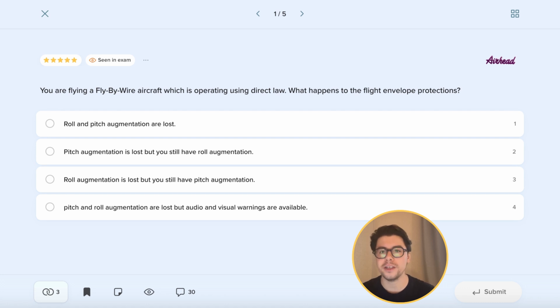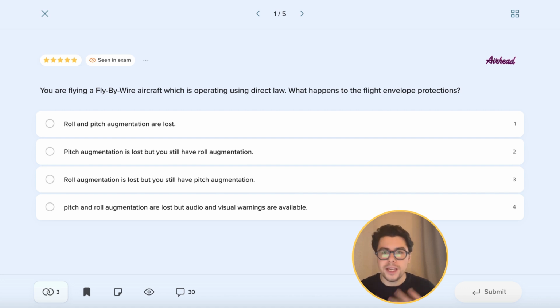We'll see this on an example of 5 of the most recent questions from the flight controls topic of the Aircraft General Knowledge subject. So without any further ado, let's see what EASA has prepared in their most recent exams across all authorities. For question number 1, you are flying a fly-by-wire aircraft which is operating using direct law. What happens to the flight envelope protections?